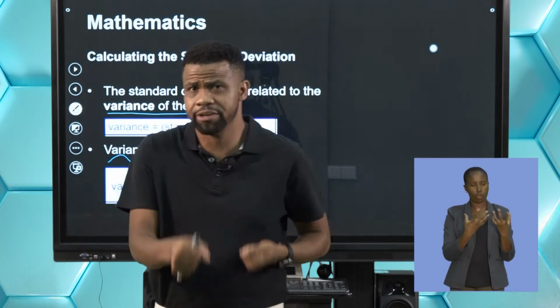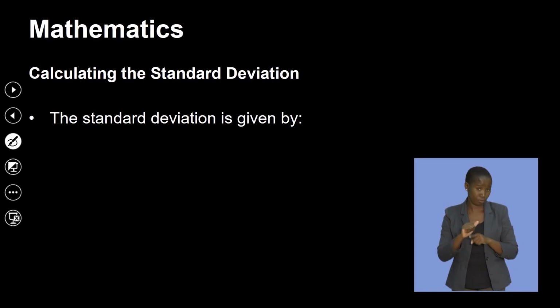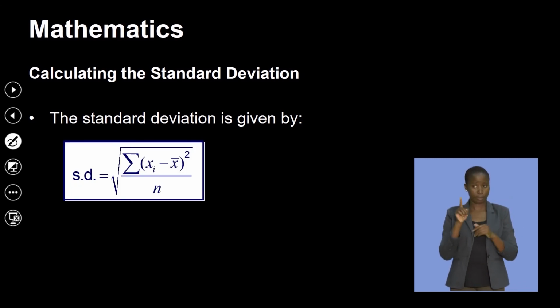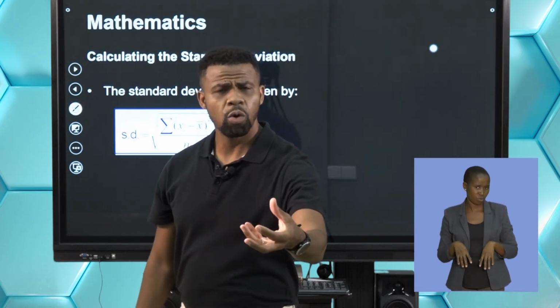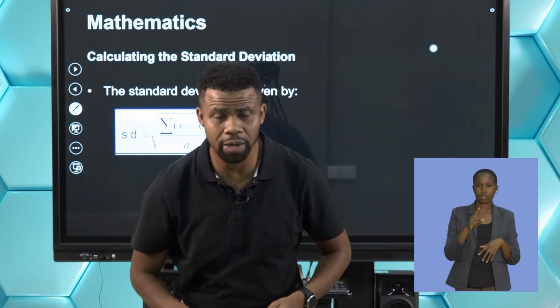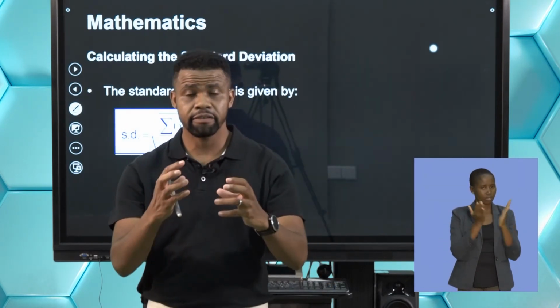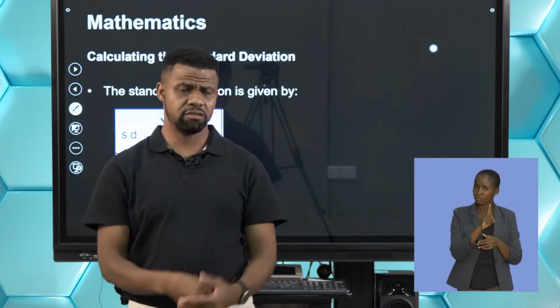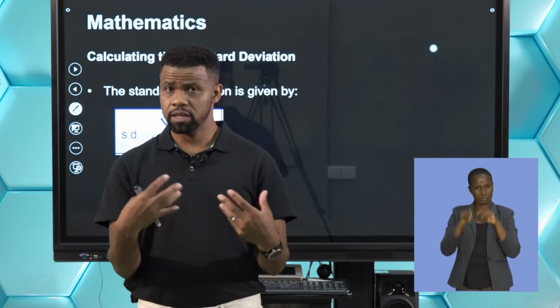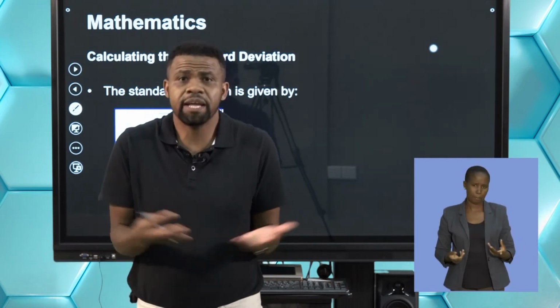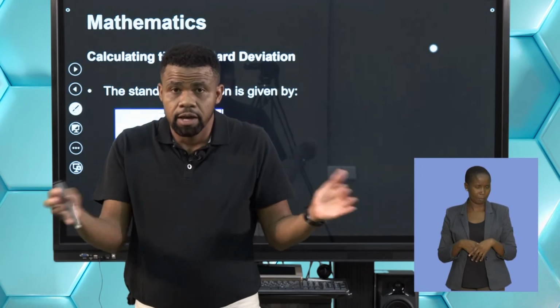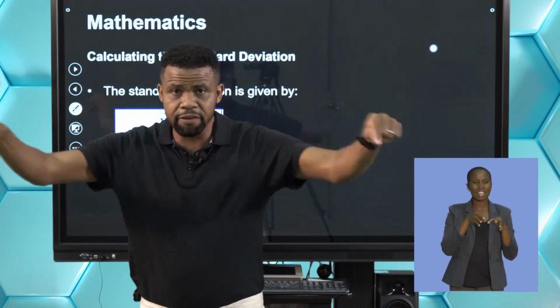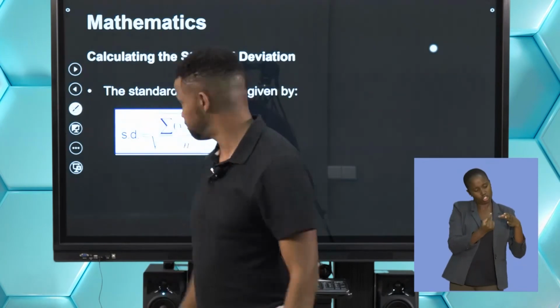Let's see how we can do this. The standard deviation is given by the square root of the variance. Because what is the variance? The standard deviation squared. And what is the standard deviation? The square root of the variance. They mean exactly the same thing. They explain the same thing: for each and every data set, the deviation from the mean.